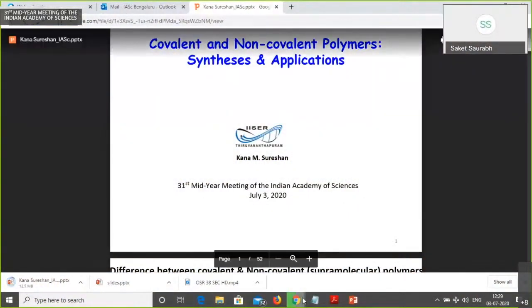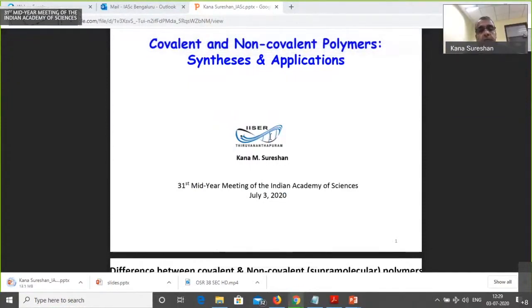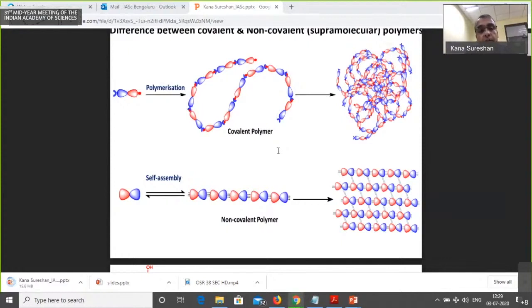I am talking about polymers. Polymers are everywhere, and most of the conveniences we enjoy today are due to polymers. There are two kinds of polymers depending on the strength of the linkages between the links. Actually, these are links. The one on the left side is the links, and that makes the chain. How these chains are connected depends on the strength of this bond, or the interaction.